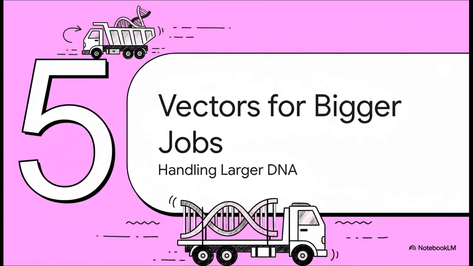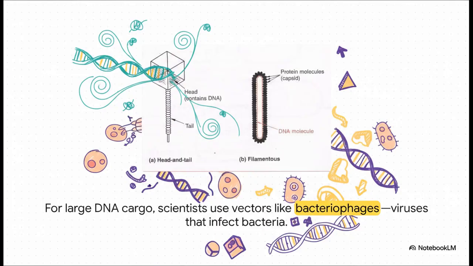Okay, so plasmids are amazing little delivery trucks. But what happens when your piece of DNA, your cargo, is just too big to fit? Well, then you need to call in a bigger truck. And that's where bacteriophages come into the picture. These are actually viruses that have evolved to infect bacteria. Scientists, being clever, figured out how to hijack them and turn them into cloning vectors. Since their natural job is to stuff a big viral genome into a bacterial cell, they are perfectly designed to carry much larger pieces of DNA cargo.